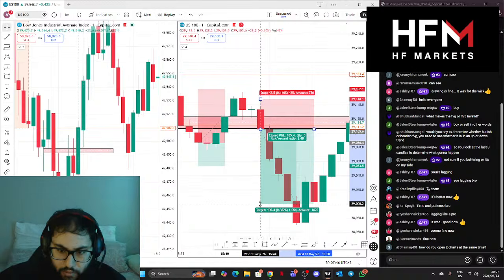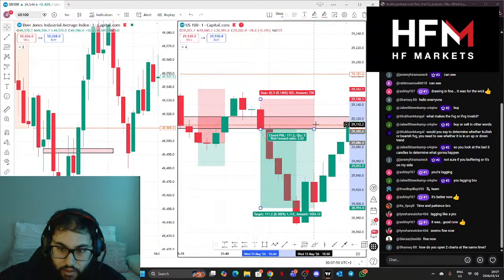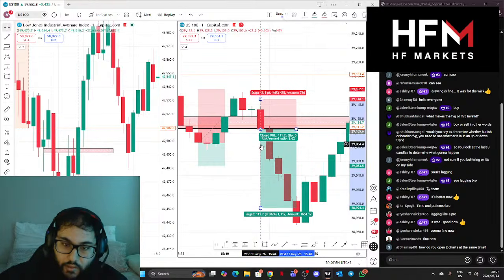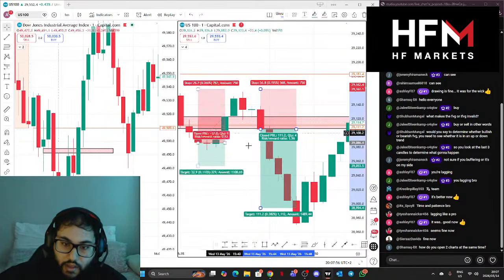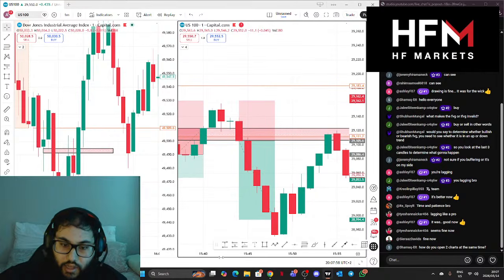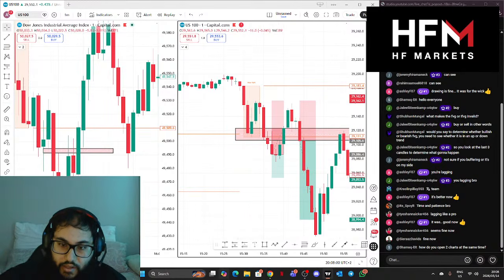We closed at about 1,100 or somewhere around there. Basically, this was our trade, and that's about 1,100 pips that we caught. Stop loss was basically the same as that one, and that was our trade, guys. It's simple as that, right?